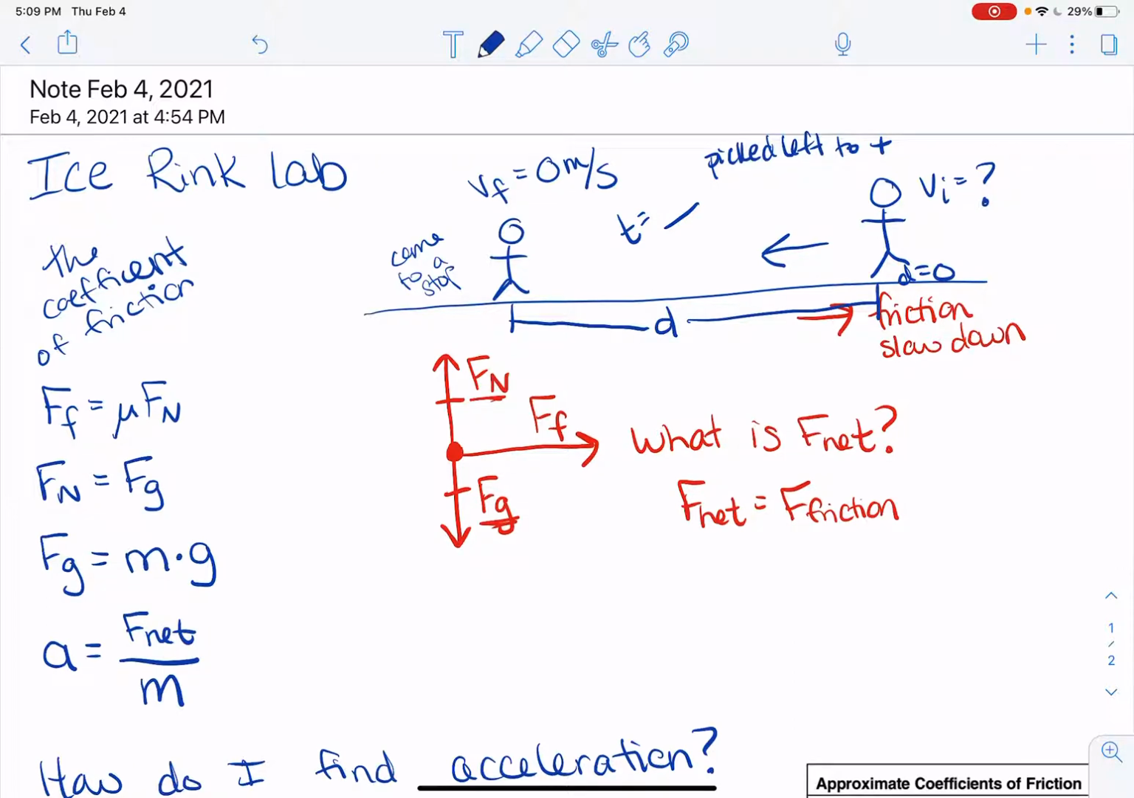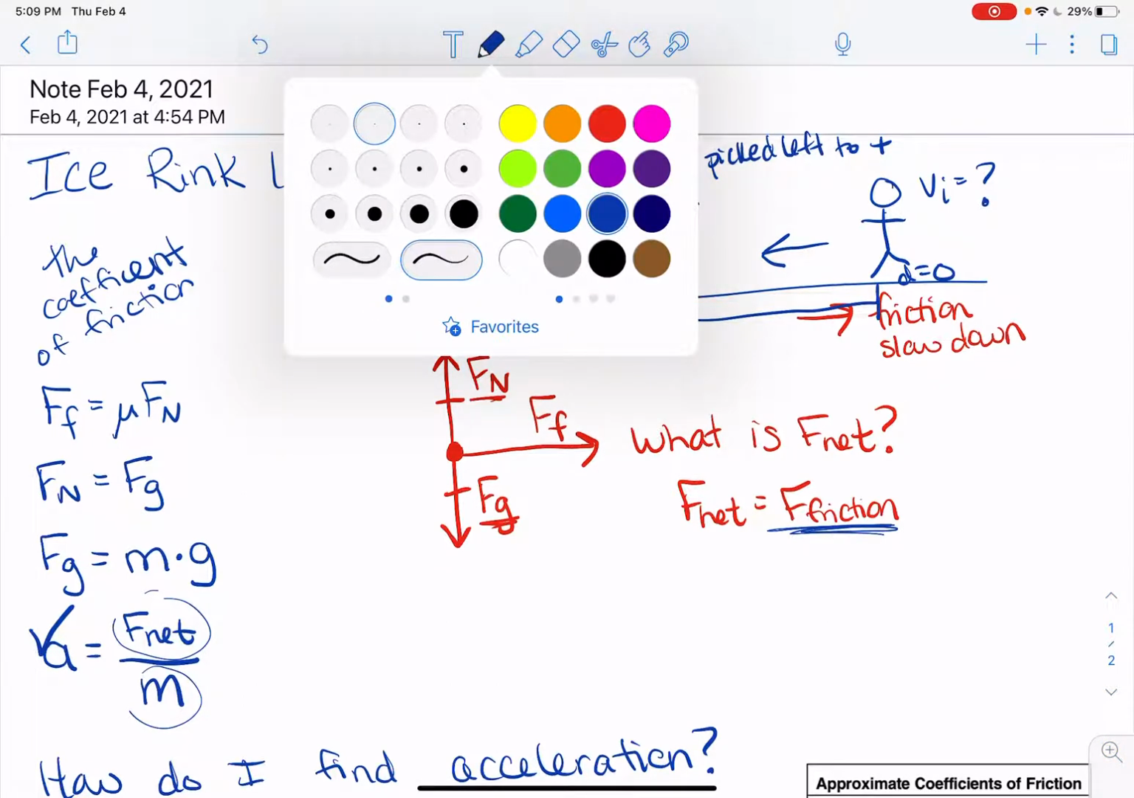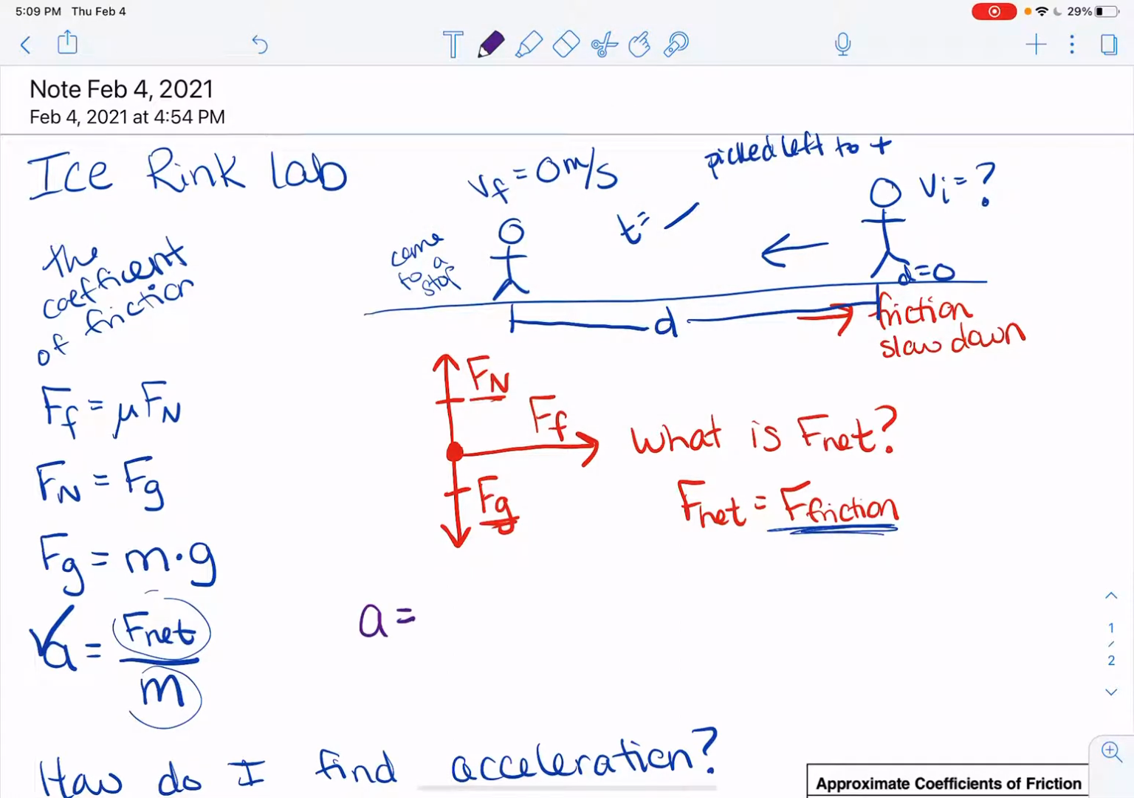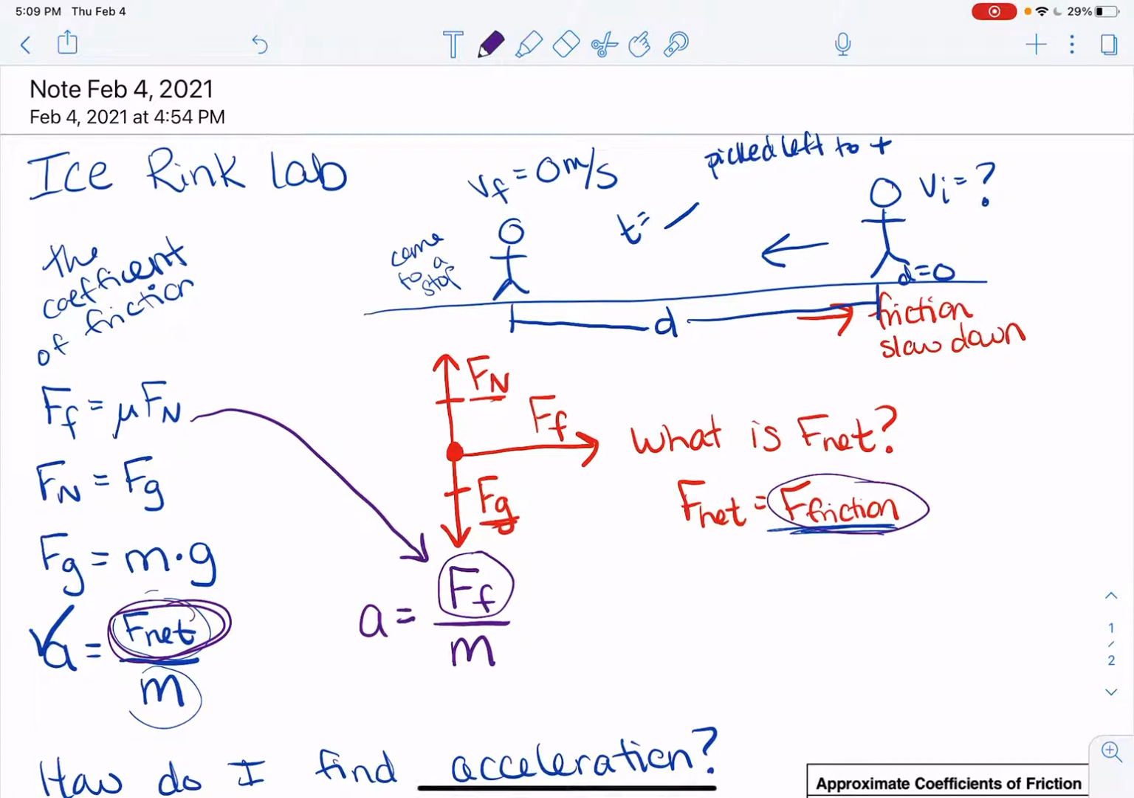Next, we know acceleration, we don't know mass, and we know that F net is actually the same as force of friction. So what I'm going to do here is pick a different color. A equals, instead of F net, I'm going to put force of friction over mass. And then we know that force of friction is actually this equation. So I can rewrite this. Now it's A equals coefficient of friction times normal force divided by m.